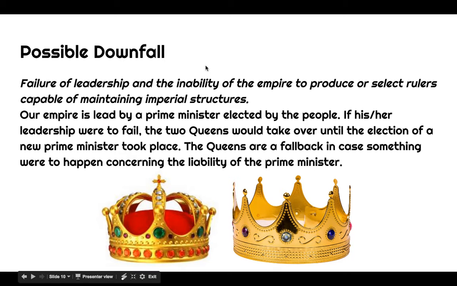A possible downfall. Failure of leadership and inability of the empire to produce select rulers capable of maintaining imperial structures. Our empire is led by a prime minister elected by the people. If his or her leadership were to fall, the 2 queens would take over until the election of a new prime minister took place. The queens are a fallback in case something were to happen concerning the liability of the prime minister.